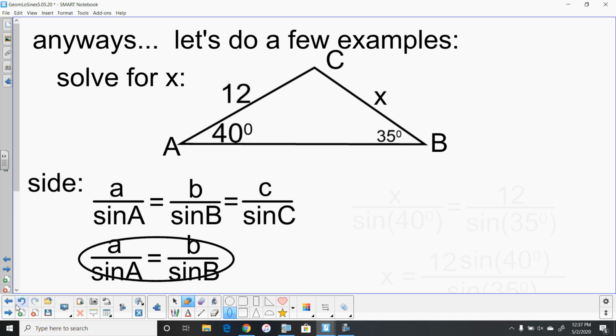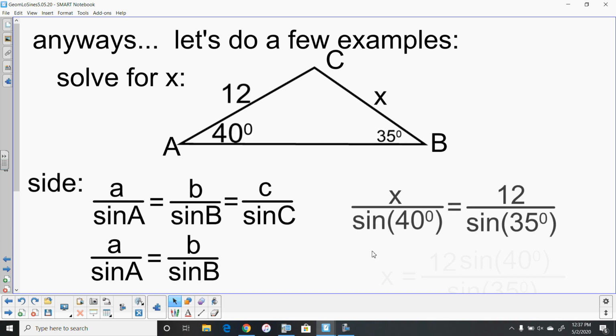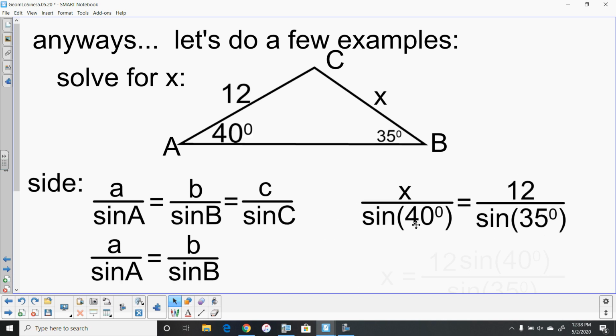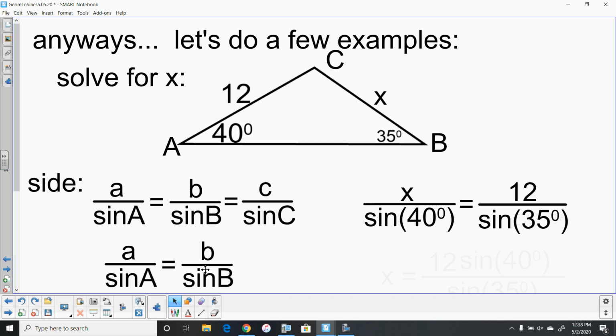We're going to plug in everything we've got. Well, side a is x. Angle A is 40 degrees. b would be 12, the side across from angle B. And angle B is 35. So all I've done here is take this relationship and plug in everything we know in the triangle.